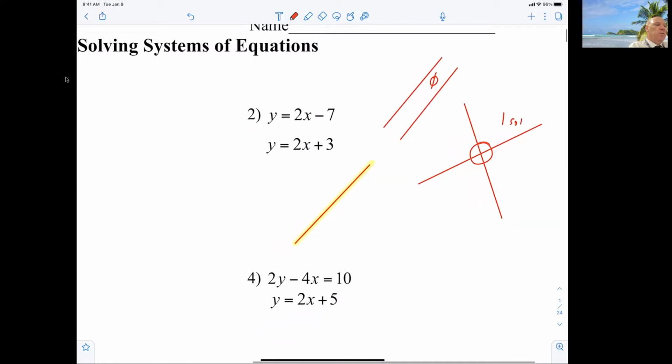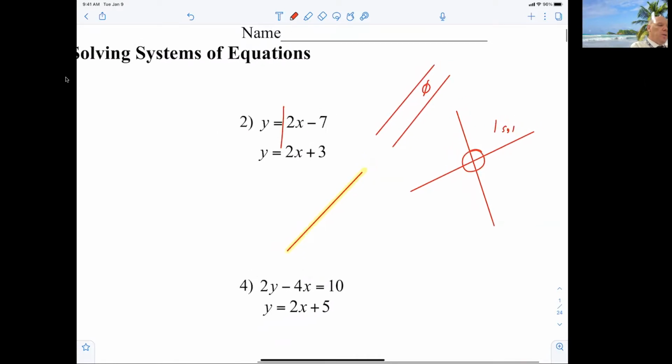So number 2, because they are what? Because they are parallel. Notice again that they have different y-intercepts. So we know that's how many solutions? No solution.